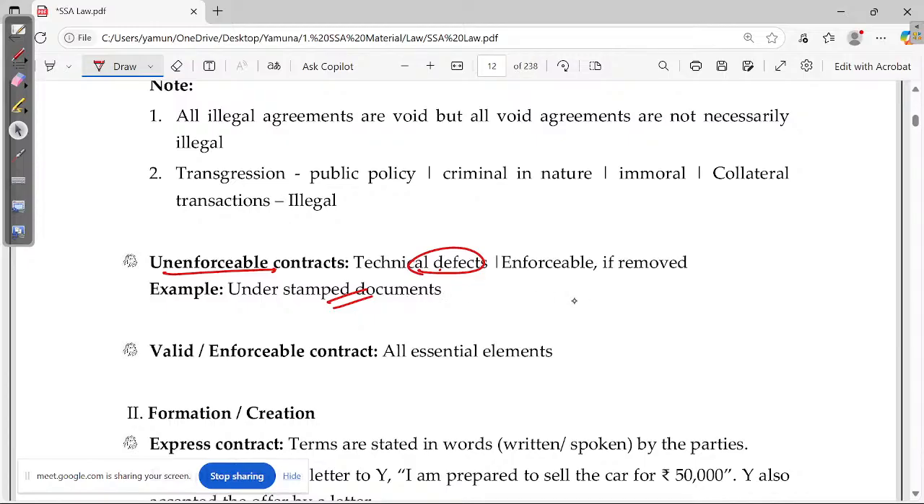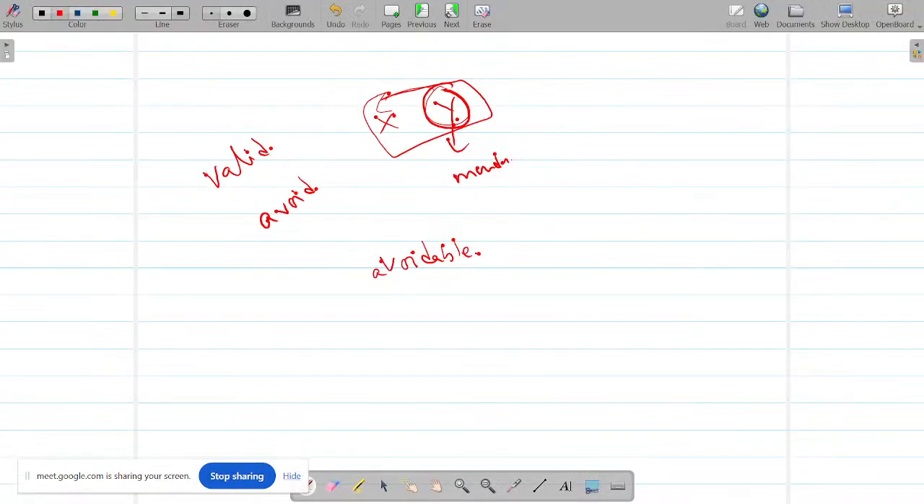Probably you have to do stamping with 100 rupees, and only 50 rupees is done. If the remaining 50 rupees is paid, then the technical defect is removed. It's a defect; if it is removed, it becomes good. I place a star mark because you cannot say it's void, but it's not valid. And valid or enforceable means all the essentials are present. Can you please list it out here?